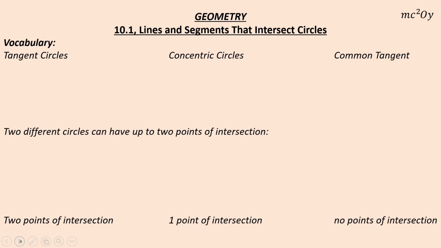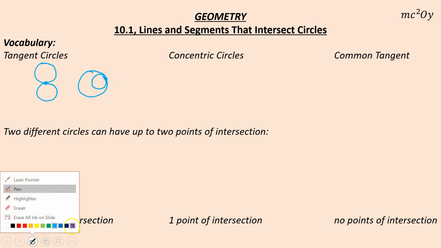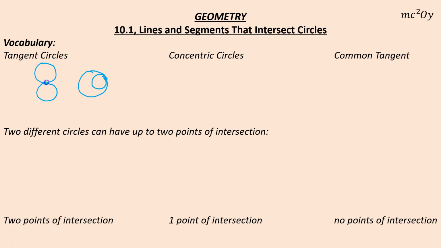Let's go through a few more definitions here. Tangent circles. Two circles that intersect at a common point are tangent circles. So maybe think of like a snowman or a number 8. They intersect at a common point. Or maybe think of a circle and then a circle within that circle. Those are tangent circles. They intersect at a common point. Okay, that point is still called a point of tangency. So point of tangency there and a point of tangency there.